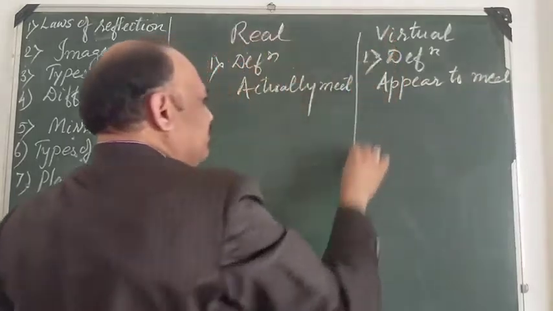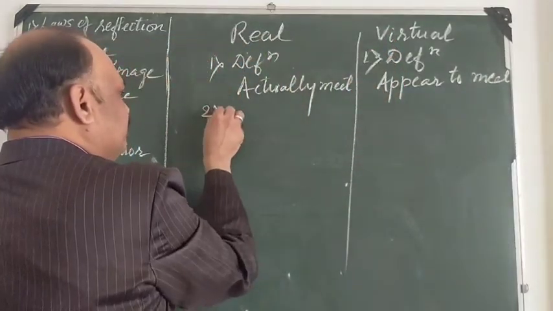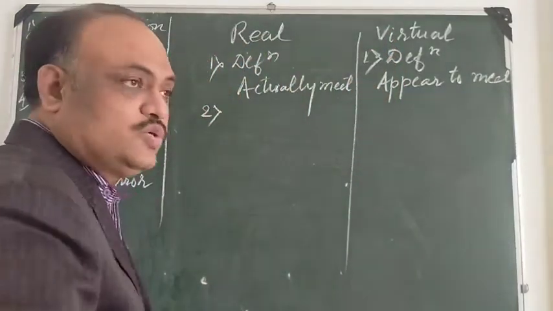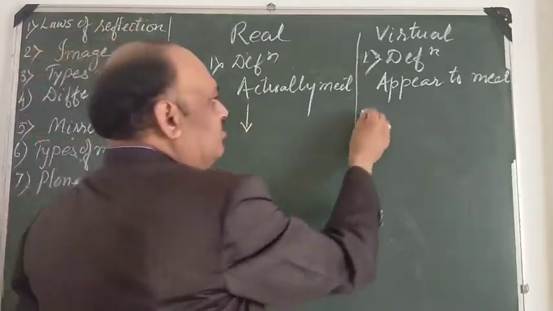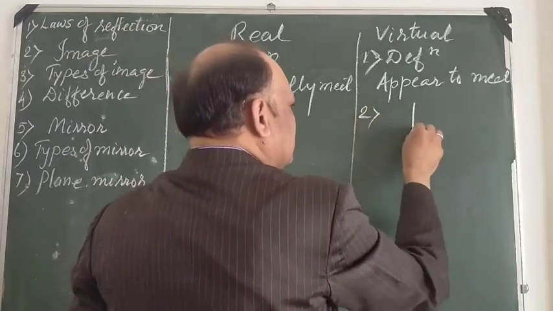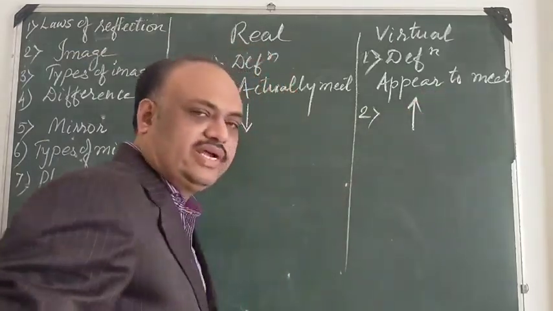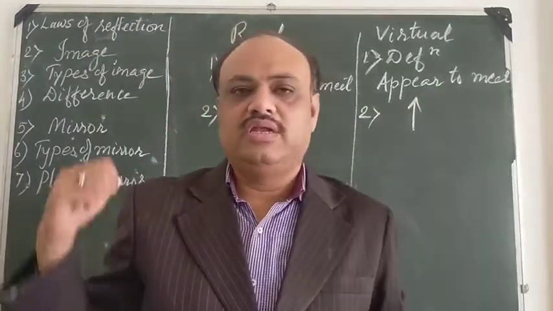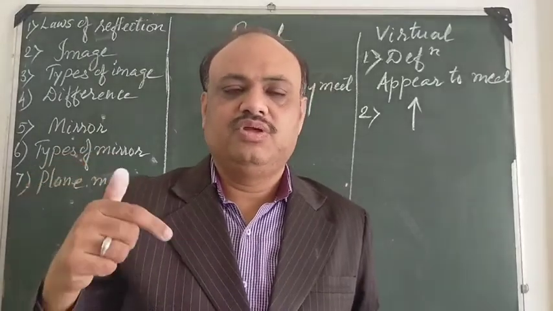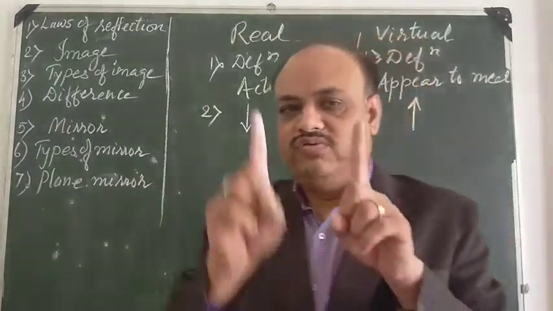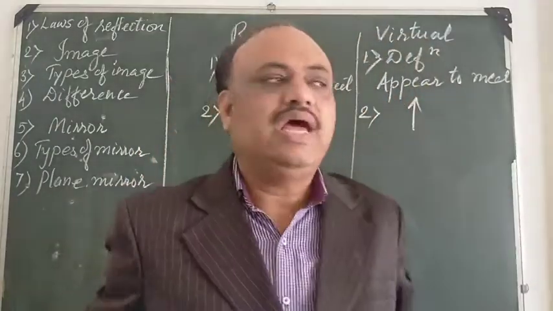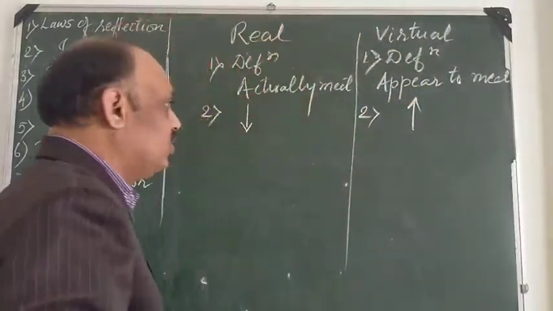So this is the basic difference. Number two, real image is always inverted, upside down, and virtual image is erect. Whenever a real image is formed, it will always be inverted, upside down, and a virtual image will always be erect, as the object is.